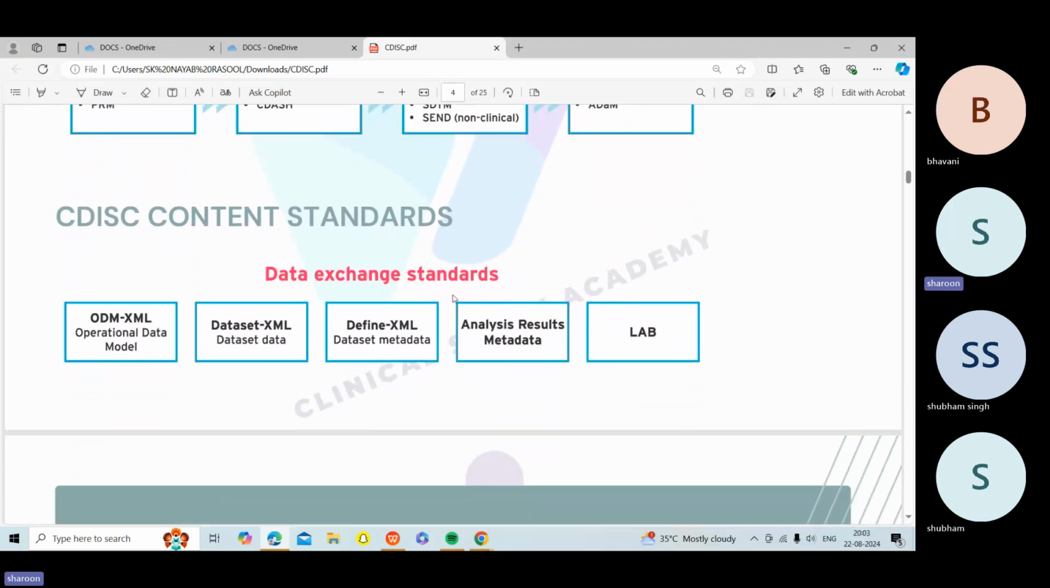Data exchange standards: ODM-XML, Operational Data Model; Dataset-XML, dataset data; Define-XML, dataset metadata; Analysis Results Metadata; Lab.